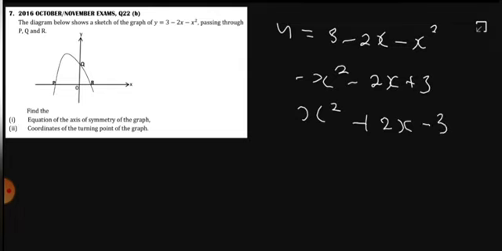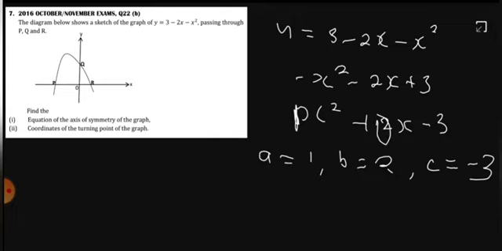So from here we know that a is equal to 1, b is equal to 2, and c is equal to negative 3. So a is the number which is found here, then b is the number which is found here, which is 2, and c is a constant, which is negative 3. Hence we are going to use the formula for finding the axis line of symmetry.